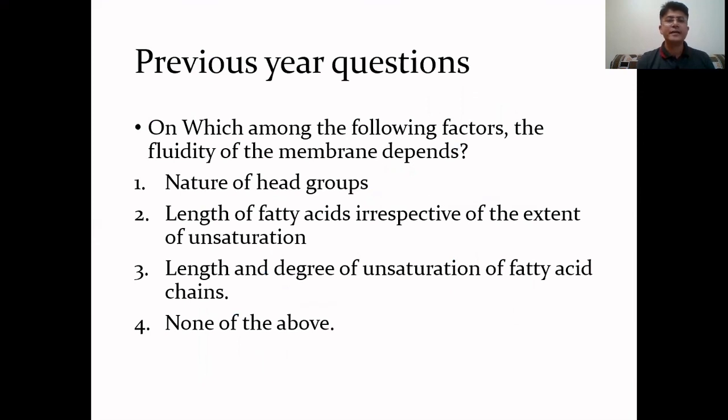On which among the following factors does the fluidity of the membrane depend? Nature of head groups, length of fatty acids irrespective of the extent of unsaturation, length and degree of unsaturation of fatty acid chains, or none of the above. So here, as we have discussed, as the length and degree of unsaturation differ, the membrane fluidity will be affected. If a short chain fatty acid is there and the number of double bonds is more, then it can have a more fluid nature. So the length and the degree of unsaturation of fatty acid chains is very important for maintaining the fluidity of the membrane.